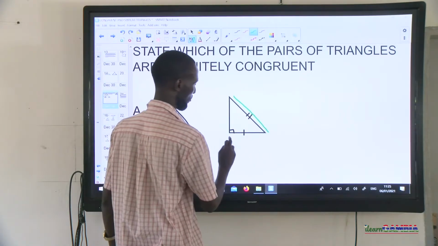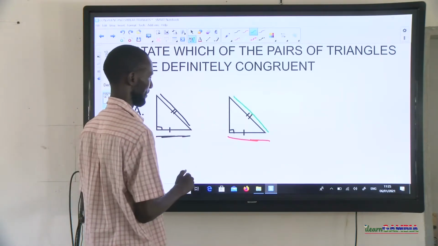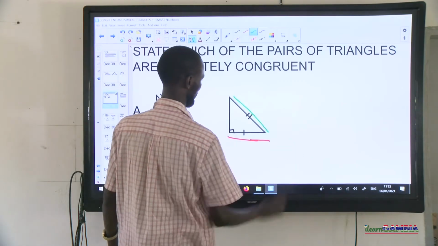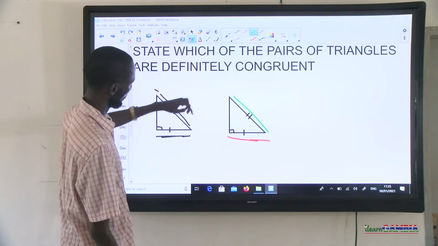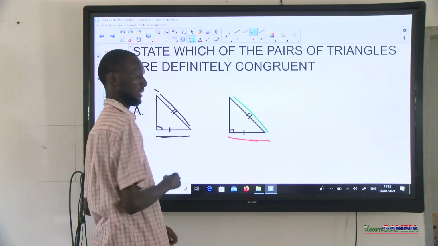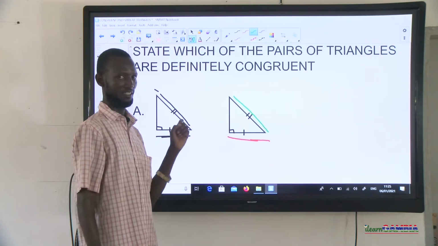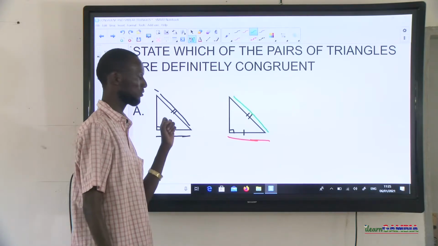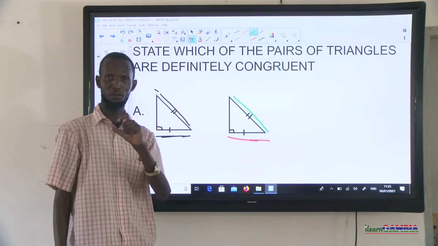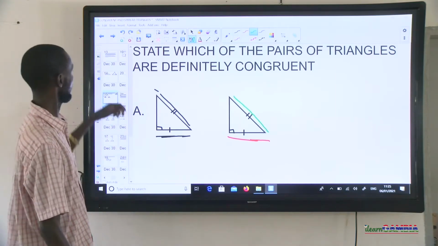So what did we say? If the triangles are right angle, and their hypotenuses are equal, and one of the other sides is also equal, by the way, they should be similarly located sides. You can see the hypotenuse, equal. The base of this triangle, the base of this triangle, they're also equal, okay? So therefore, we can conclude definitely that these two triangles are congruent triangles, okay? Because they fit one of our conditions. So we can conclude that these two are definitely congruent.